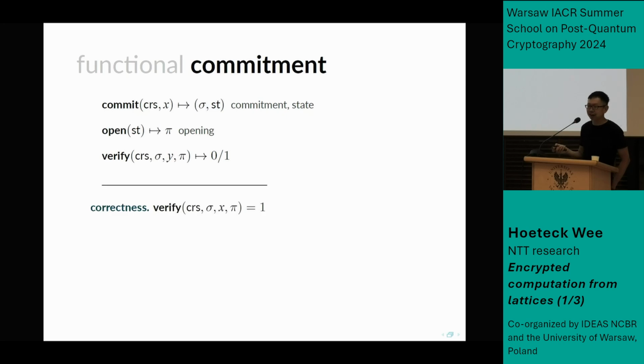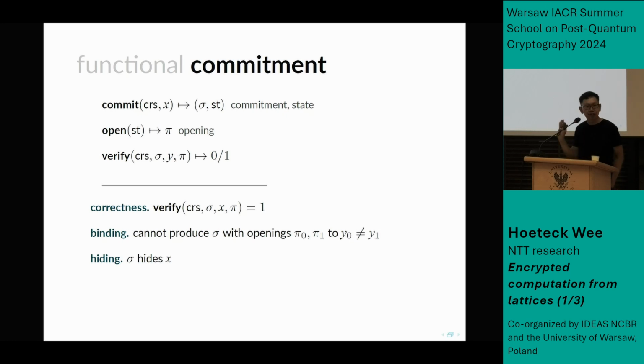The basic correctness requirement says that if you have a commitment to X, and you provide an opening to X, and your verification algorithm gets X as input, the verification algorithm should output accept. And the standard security requirements are binding and hiding. Binding says that when you have a commitment sigma, it fixes the message that you're committing to. So you cannot produce a commitment sigma and be able to open it to two different values. Once you have a commitment, you can only open the one value. The commitment uniquely determines the value that you're committing to.